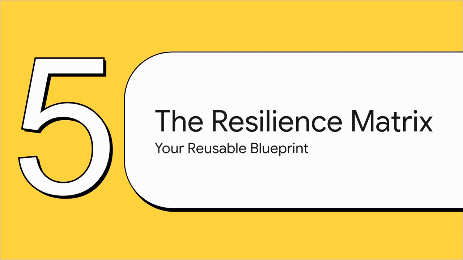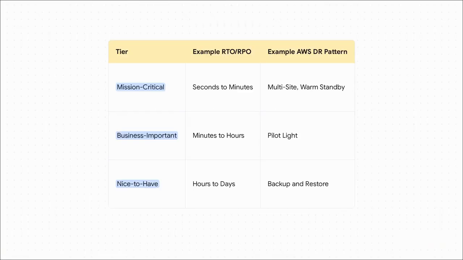So, here's the magic. We can take all of this logic, the tiers, the RTO/RPO targets, the AWS patterns, and synthesize it all down into a single, incredibly powerful blueprint that you can take back and use with your team tomorrow. And here it is, the Strategic Resilience Matrix. Think of this as your cheat sheet.